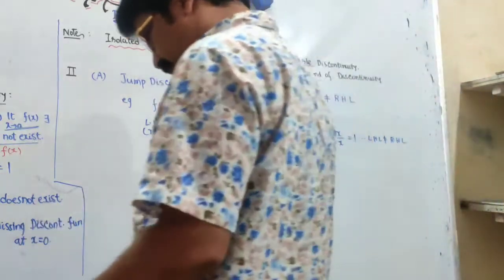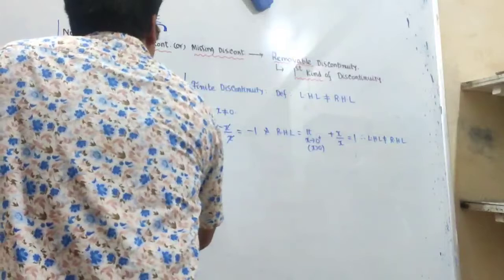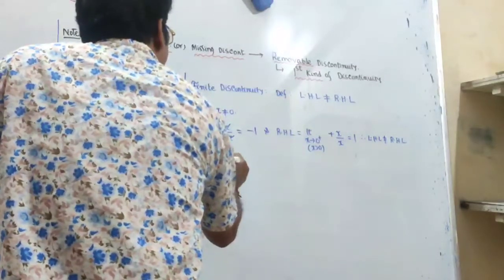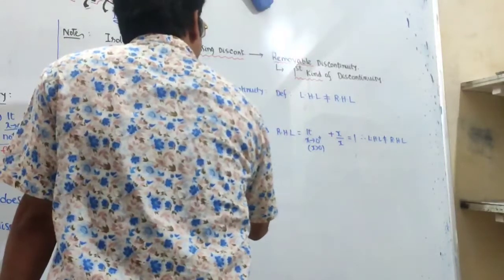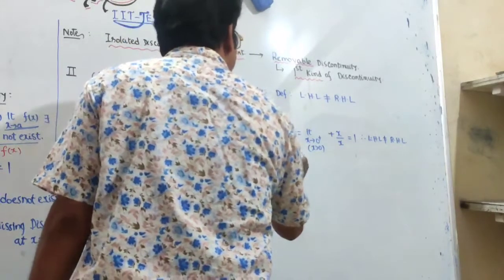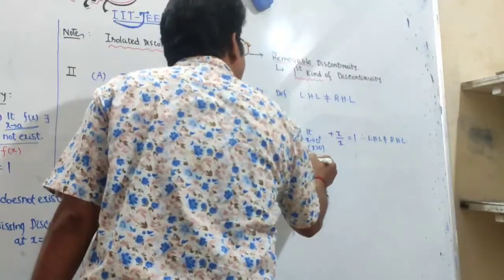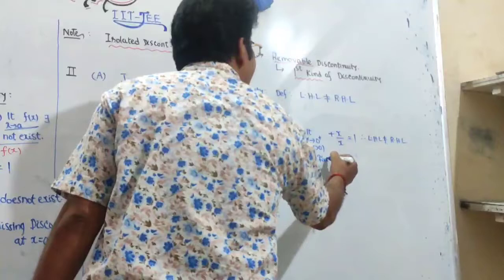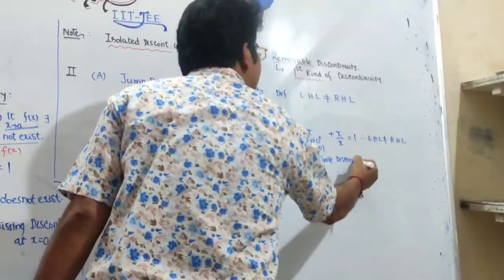Therefore, f of x equal to modulus of x divided by x, where x is not equal to 0, has jump discontinuity or finite discontinuity.